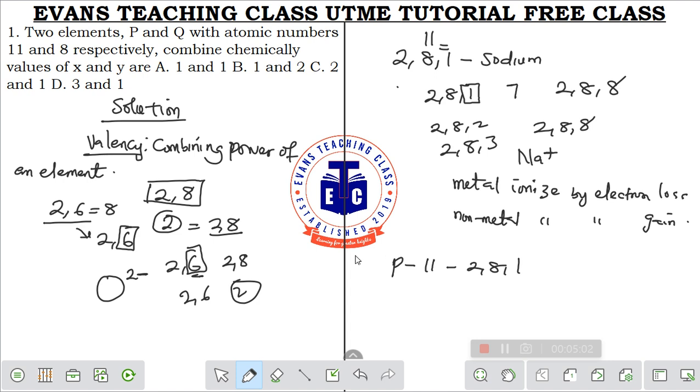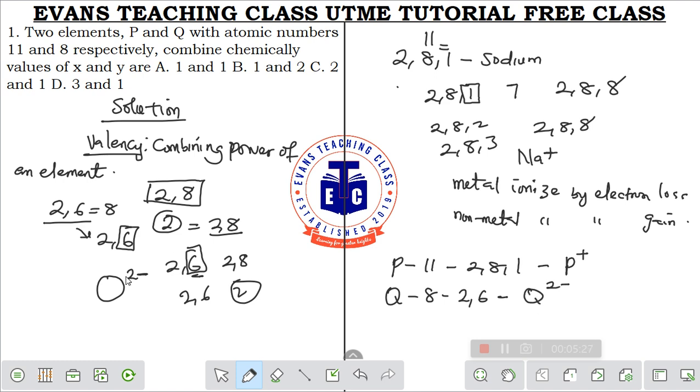They don't say it is sodium or anything. Now they say the second element is 8, that's oxygen, so 2,6. Now they ask what their combining power is going to be. That's what they're asking in this question. If you want to write the combining power, it will be P plus, and this one will be Q 2 minus.